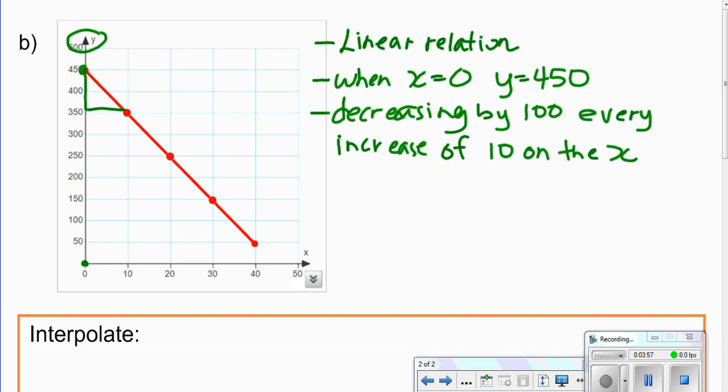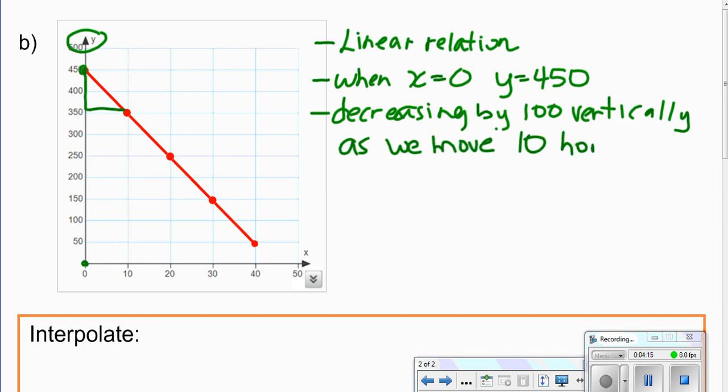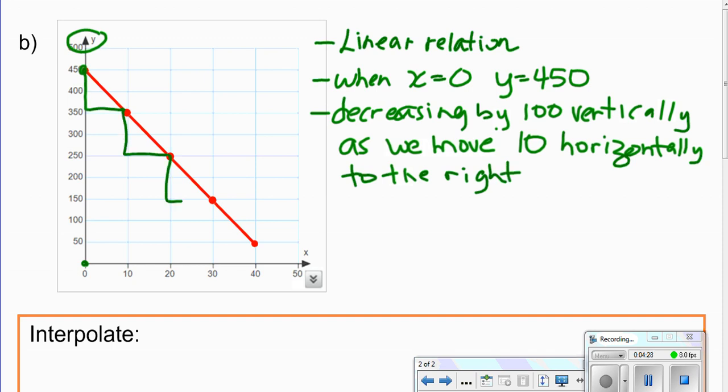Okay? Actually, let's use horizontally and vertically. That's probably good. So decreasing by 100 vertically as we move 10 horizontally to the right. Okay, so we're going down 100, right 10, down 100, right 10, and that pattern would continue.